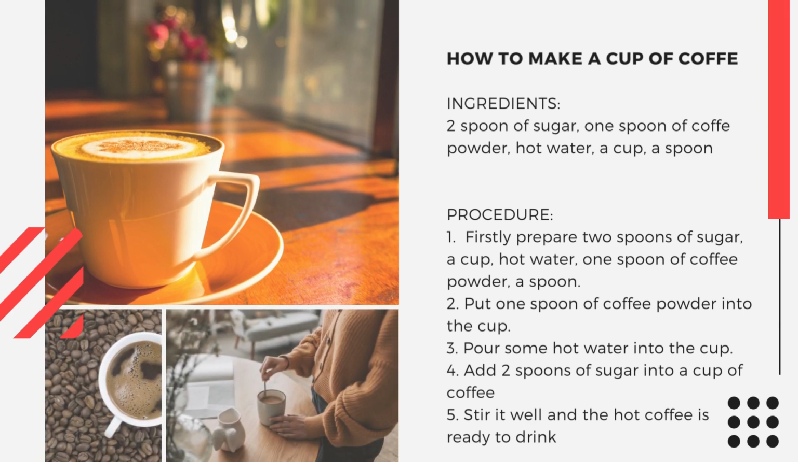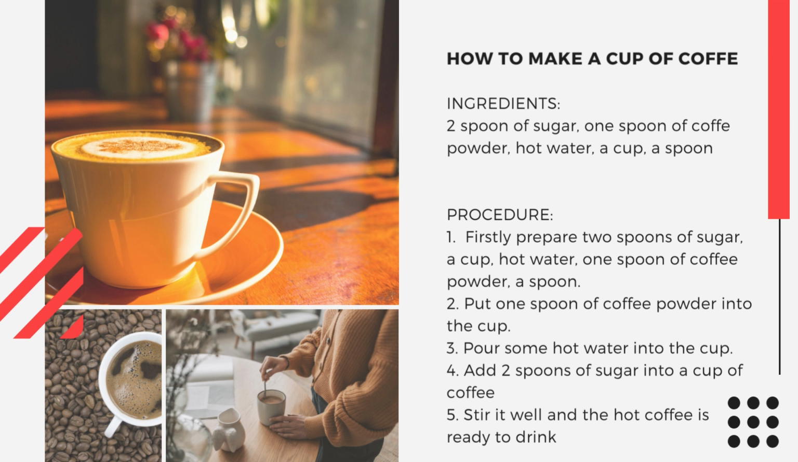Okay, how to make a cup of coffee? This is the second example. Ingredients: 2 spoons of sugar, 1 spoon of coffee powder, hot water, a cup, a spoon. Procedure: firstly, prepare 2 spoons of sugar, a cup, hot water, 1 spoon of coffee powder, a spoon. The second, put 1 spoon of coffee powder into the cup.